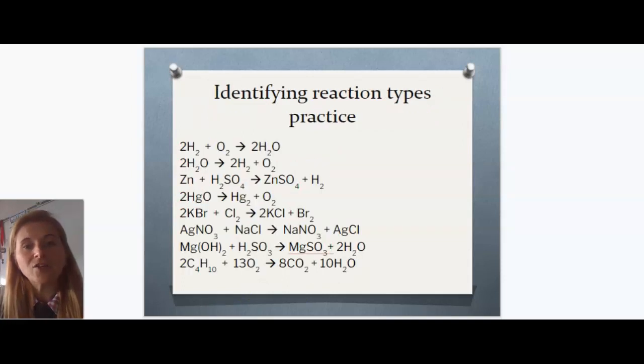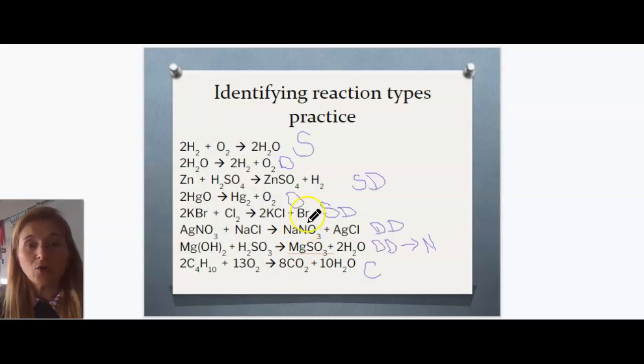All right, guys, here's identifying reaction types practice. Please pause the video and give this a try. Write it down in your notes. Okay, so the first one is a synthesis. The second one's a decomposition. Third is single displacement. Fourth is decomposition. That's a sad looking D.